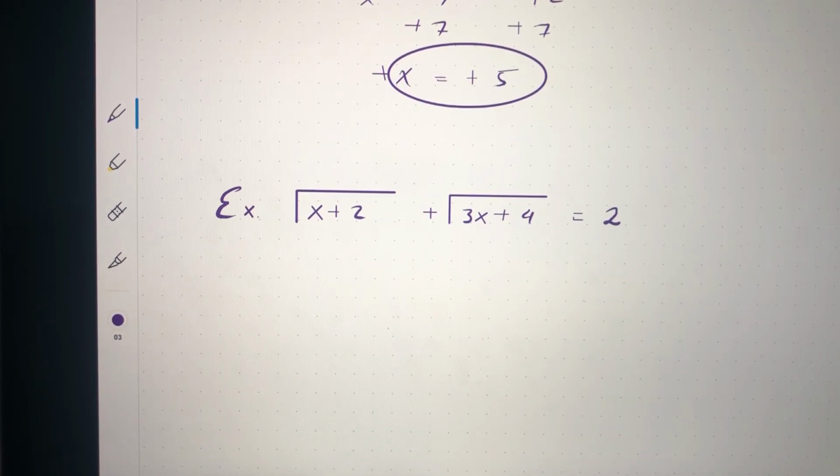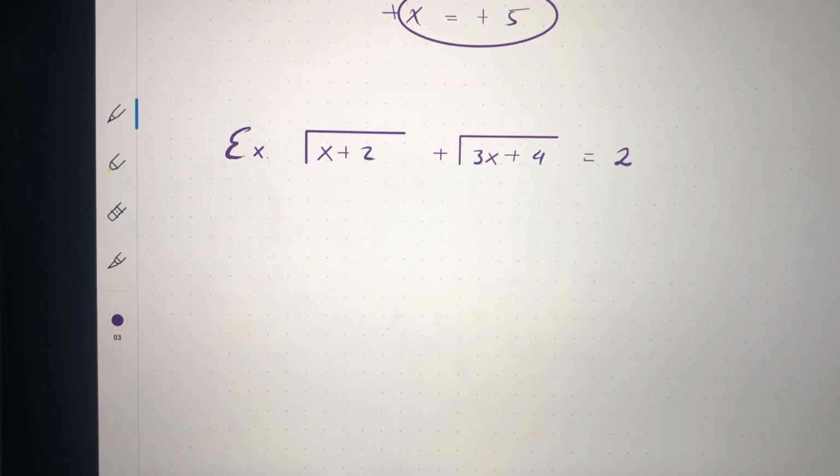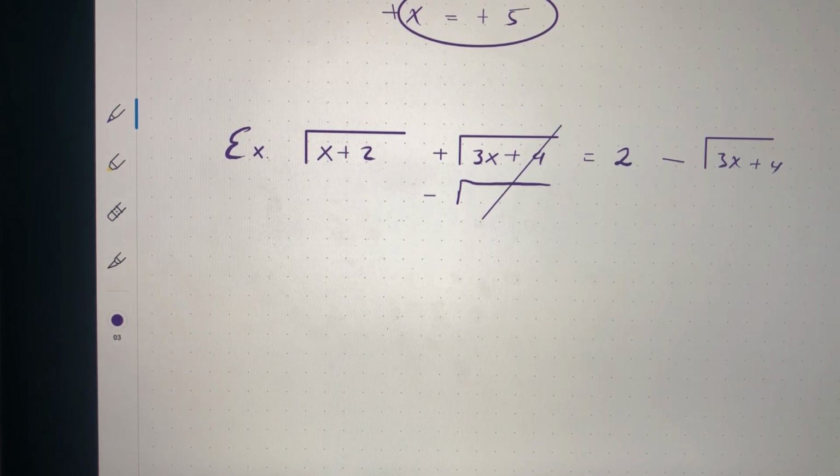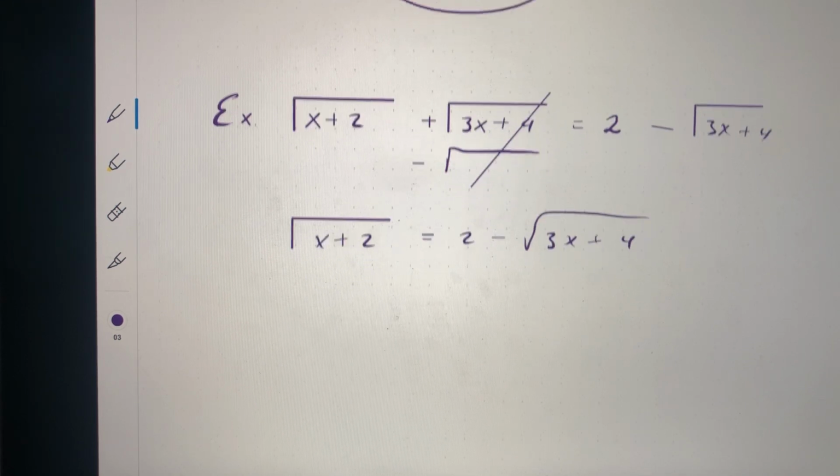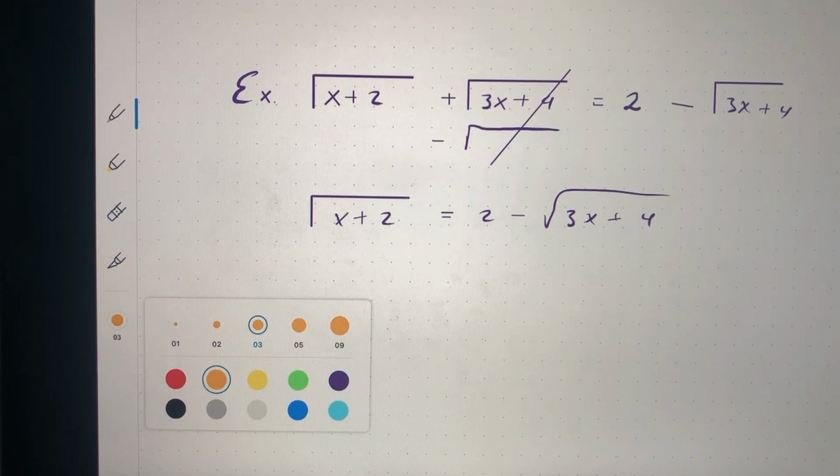We have two square roots, and to solve it, the easiest way to do it is to separate the square roots. So one thing we can do is we can minus the square root of 3x plus 4 from both sides. That would mean we now have square root of x plus 2 is equal to 2 minus square root 3x plus 4. Now to cancel the square roots, once again, we square both sides.